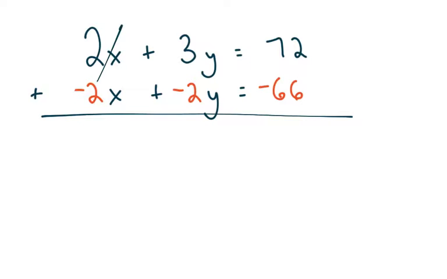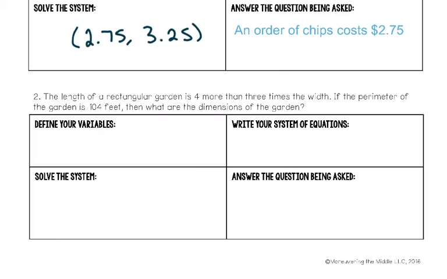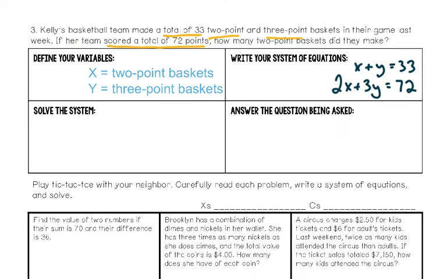When I add them, these cancel. That's why I did that. That's why I manipulated it by multiplying that second one by -2 so I can cancel the x's. Then I can do 3 plus -2, which is just 1y, equals 72 minus 66. 72 minus 66 is 6. So I know that y equals 6. And since y is the number of 3-point baskets, I know that we made 6 3-pointers.